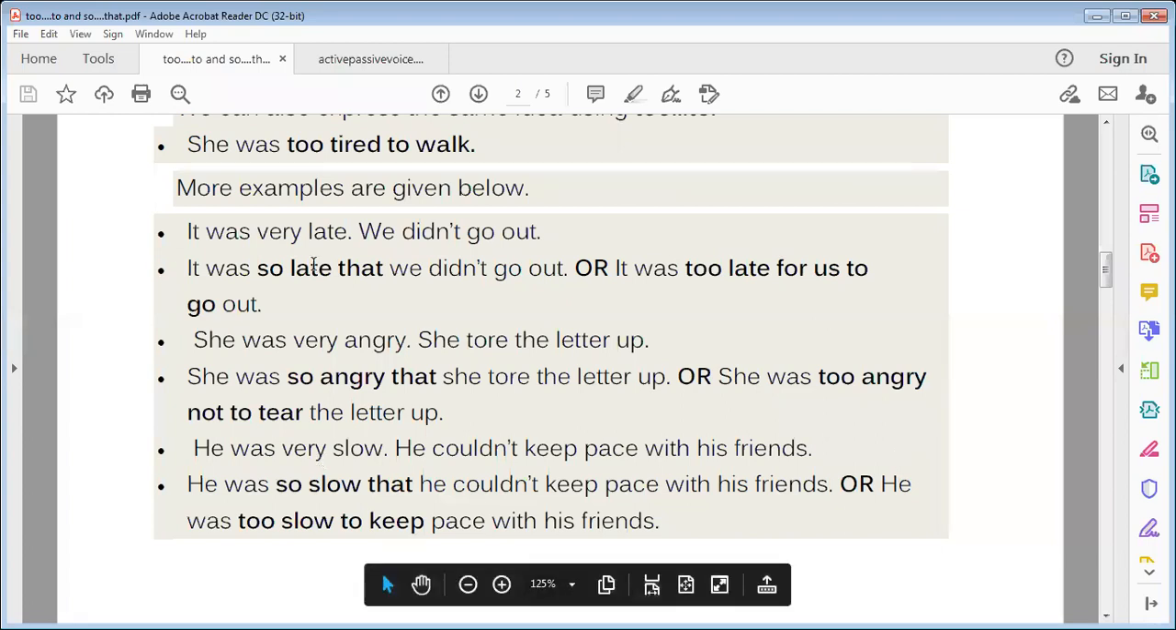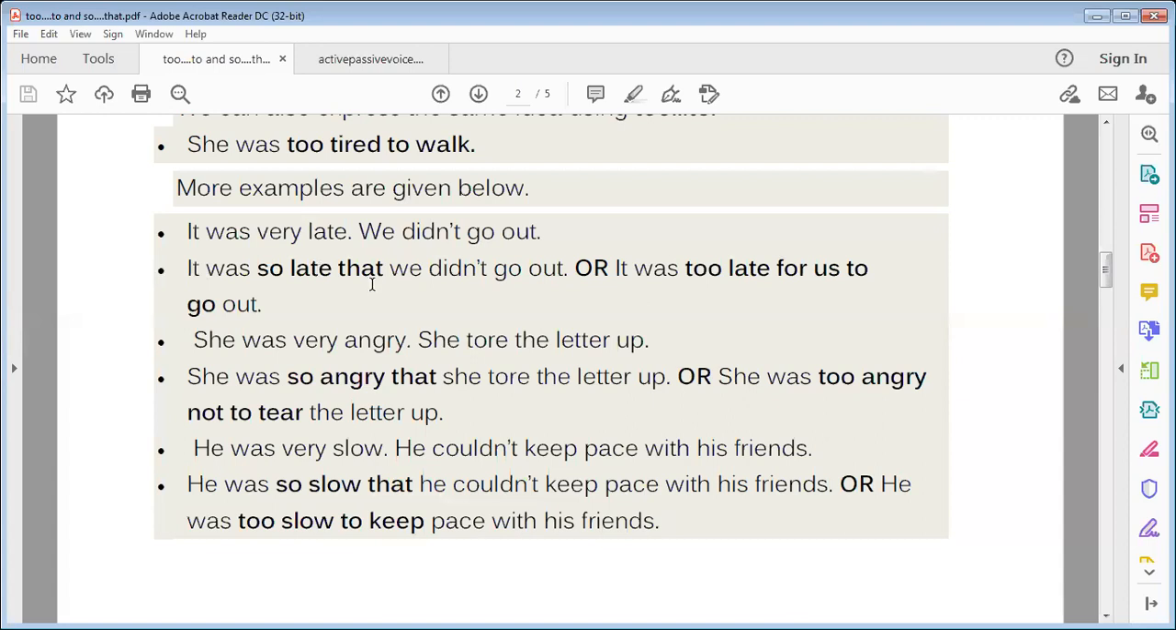It was very late, we didn't go out. It was so late that we didn't go out. Or you can write, it was too late for us to go out. She was very angry, she tore the letter up. She was so angry that she tore the letter up. Or you can write, she was too angry not to tear the letter up.